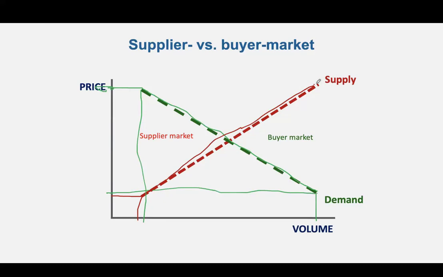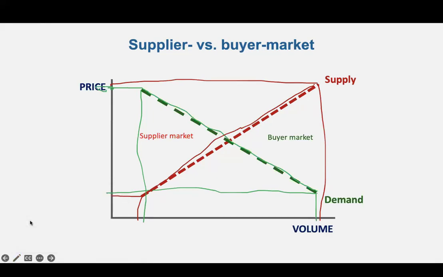And on the other end of this line, when price is high, then supply volume is also high. And that makes sense because when price is high, more and more suppliers are willing to bring their product to the market because they know that the product is selling at a high price and they want to make profit. So this is called supply and demand.